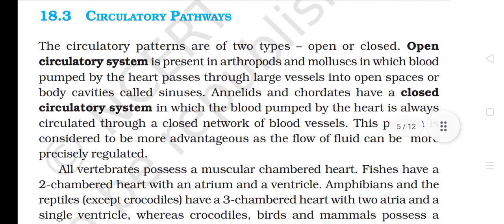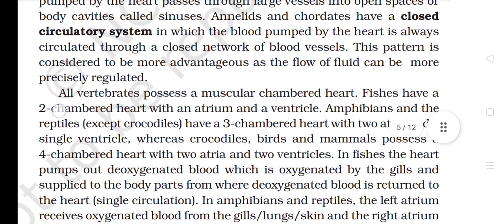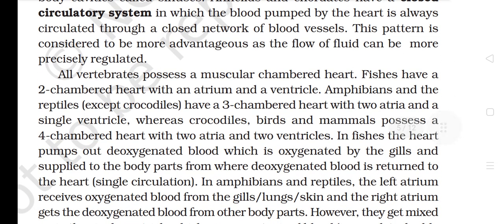18.3 Circulatory pathways. The circulatory patterns are of two types, open or closed. Open circulatory system is present in arthropods and mollusks, in which blood pumped by the heart passes through large vessels into open spaces or body cavities called sinuses. Annelids and chordates have a closed circulatory system in which the blood pumped by the heart is always circulated through a closed network of blood vessels. This pattern is considered to be more advantageous as the flow of fluid can be more precisely regulated.